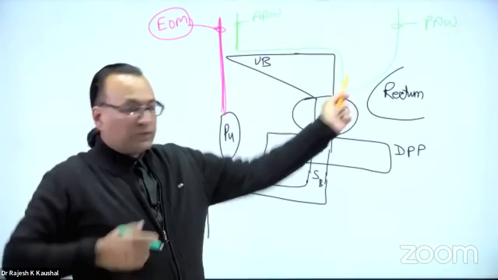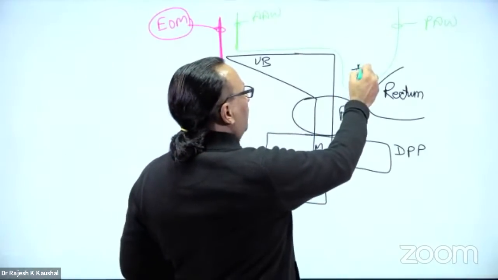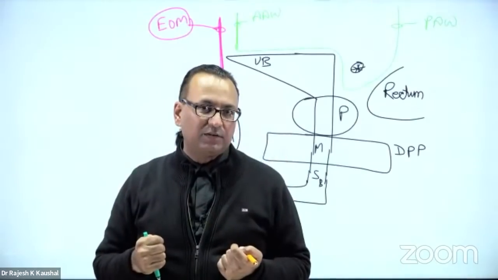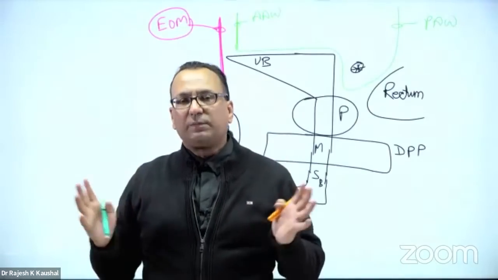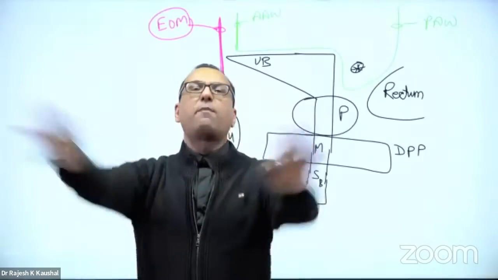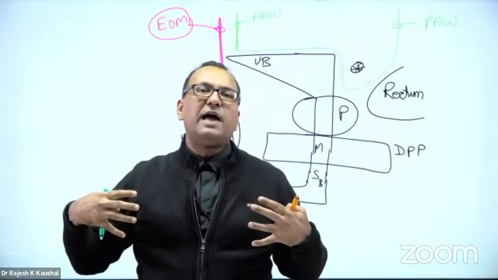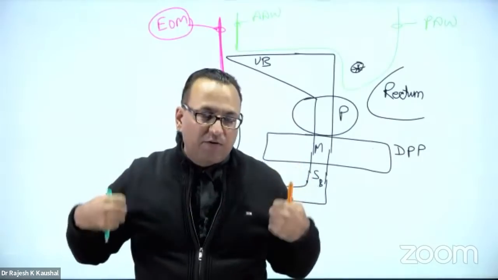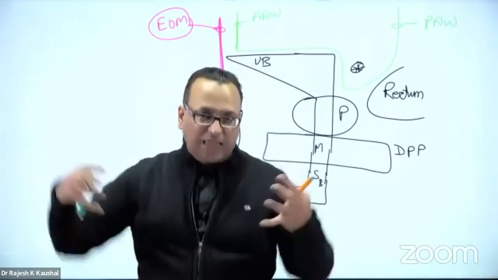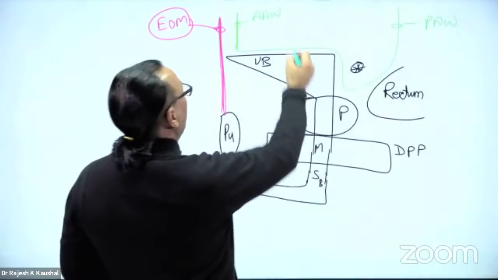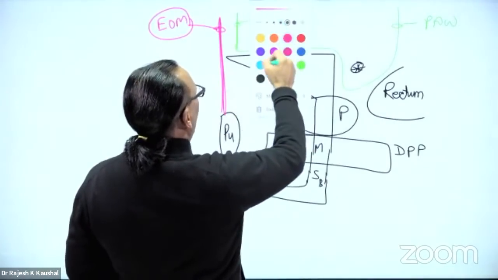Rectovesical pouch. So this is the rectovesical pouch. When will you have urine extravasation? Say a bomb explosion, and there is a wave of expansion. Then there will be a wave of recession also. But that injury, that trauma, can cause rupture of the urinary bladder.